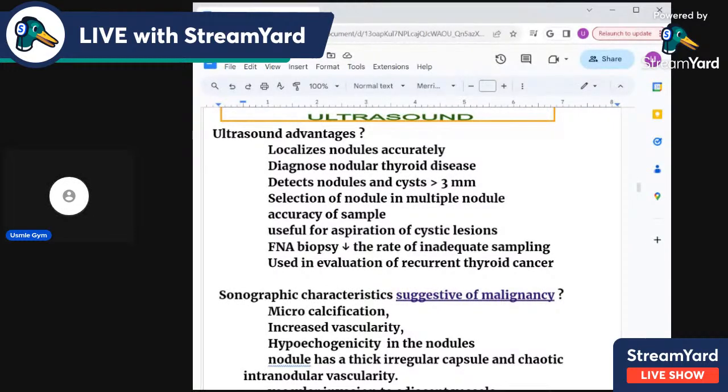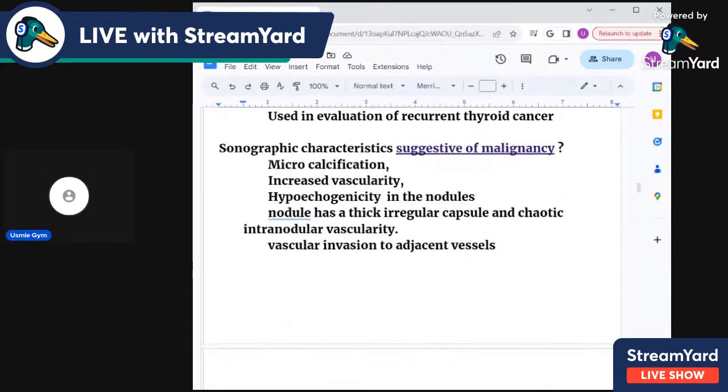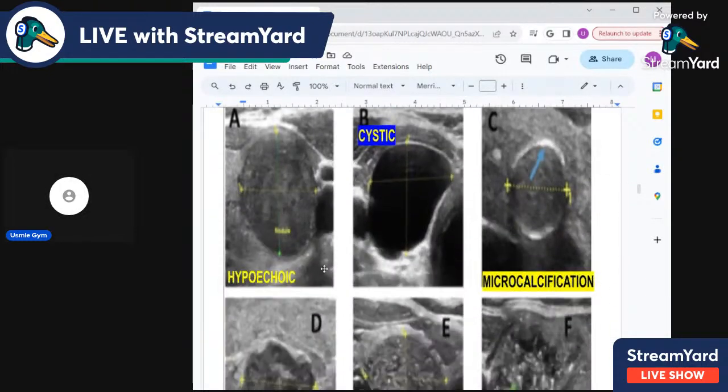Then what are the sonographic characters suggestive of malignancy? They are microcalcification, increased vascularity, hypoechogenicity in the nodules, nodules with thick, irregular borders, and chaotic internodular vascularity. I'll show you everything. Let's see that.